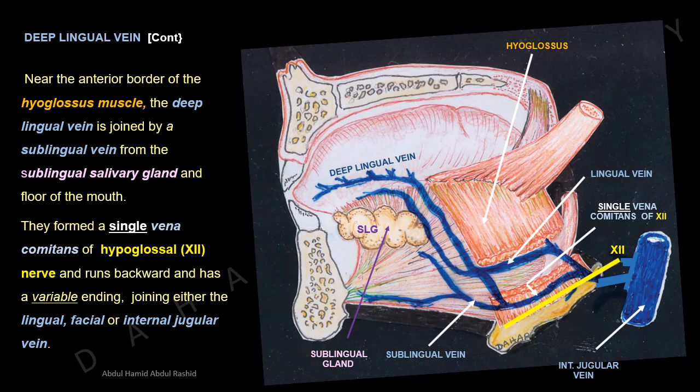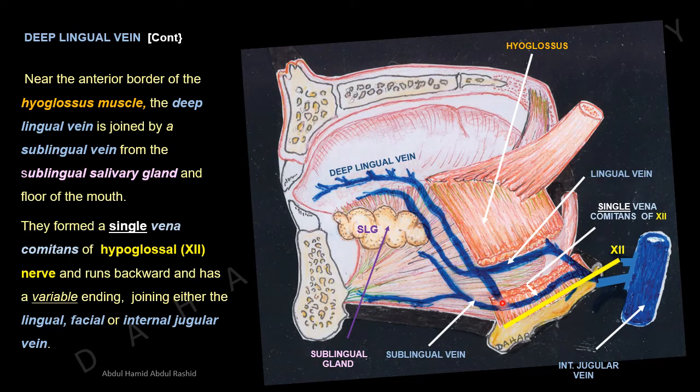Deep lingual vein continuation. This is the deep lingual vein. It begins from the tip of the tongue and runs backwards along the lower surface of the tongue, as we have already mentioned in the previous slides. Once it reaches the anterior margin of the hyoglossus muscle, it descends along the anterior margin of the muscle until it reaches the bottom.